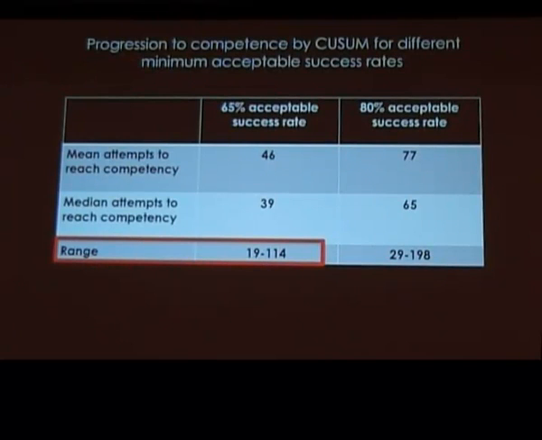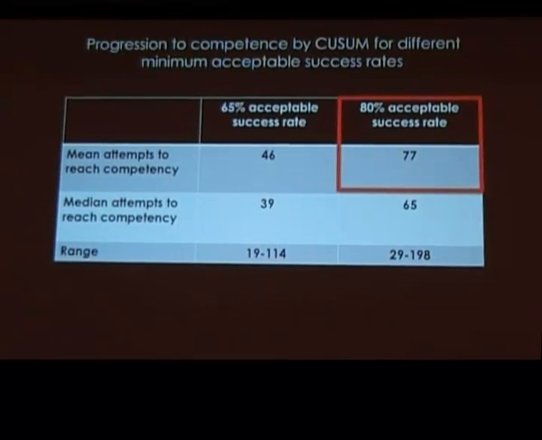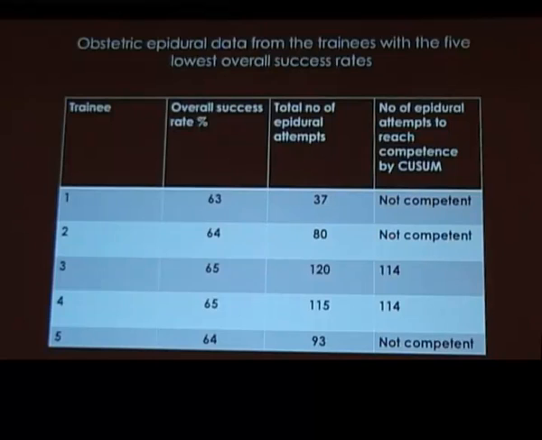Now, I'm pretty sure I spend a lot of time on labour ward, I do too much labour ward, and I'm pretty sure I didn't do 114 epidurals last year. If you push up your success rate, if you say, no, we want to do better than 65%, we want to aim for 8 out of 10 epidurals being really good, then your mean number of attempts to reach competence goes up to 77. And I think that's a lot of epidurals.